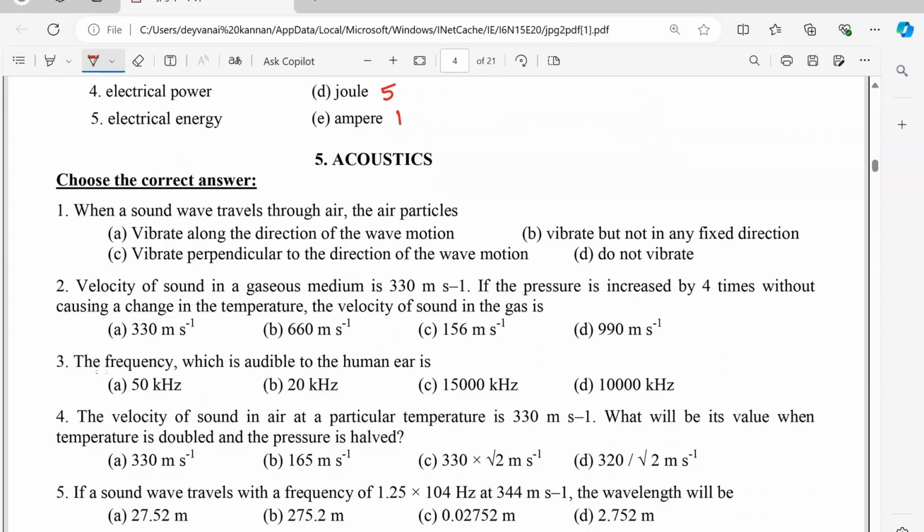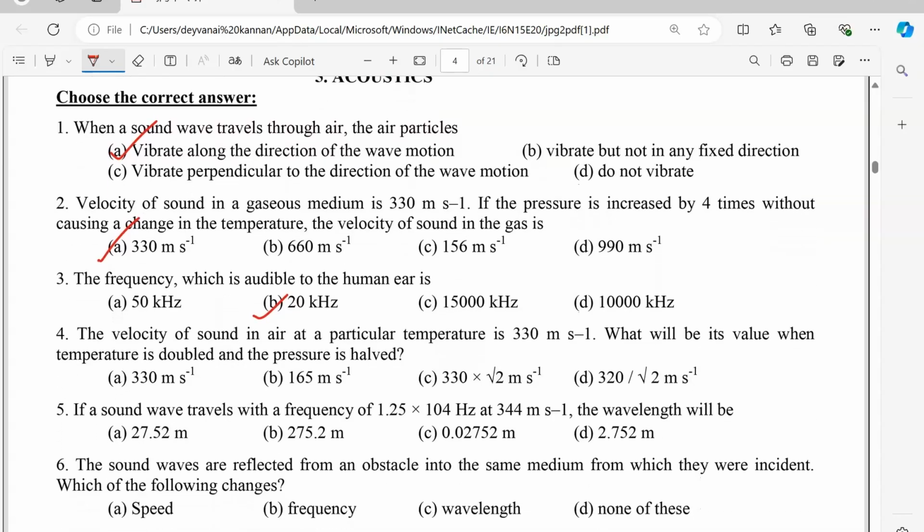Acoustics book back answers. When a sound wave travels through air, the air particles vibrate along the direction of wave motion. Velocity of sound in a gaseous medium is 330 m/s. If the pressure is increased by 4 times without causing a change in temperature, the velocity of sound in the gas is 330 m/s. The frequency audible to a human ear is 20 kHz.